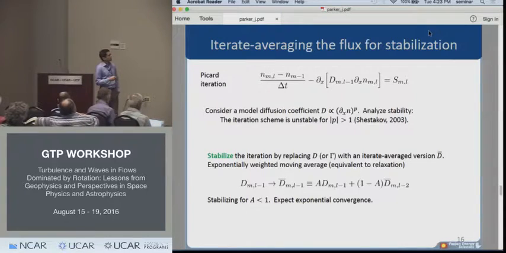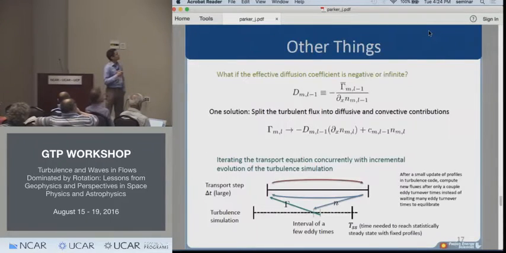But it really looks like p equals 1 is a critical point where the extra nonlinearity of p greater than 1 makes this a much harder problem to converge. So just a couple other things. I mentioned this split into diffusive and convective pieces. You can also do this if you expect that D might be negative somewhere. So if you have a non-local problem where the flux runs uphill, up a gradient, then this representation can ameliorate that problem.